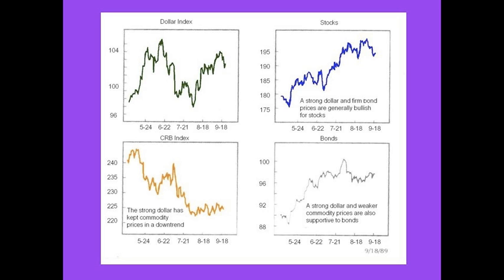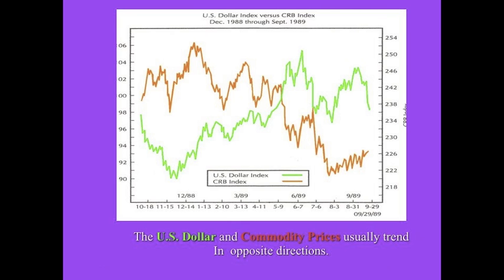There's also a relationship between commodities and the bond market. Then the bond market is related to the stock market, and that we will get into shortly. But first, we're going to focus on the dollar and commodities. This chart illustrates the dollar in green and commodities in orange back in 1989. Now you can see as the dollar rises, the commodity prices are falling.